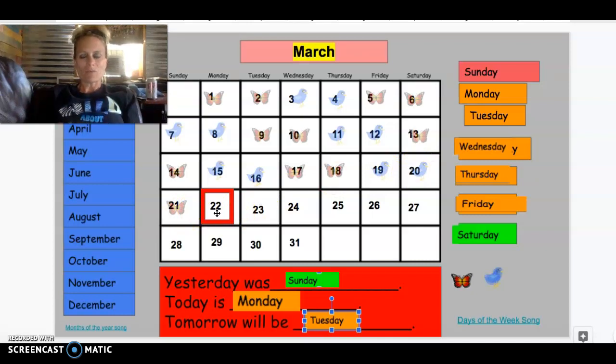And this month we've been working on an AABB pattern. So I'm going to start right here. I'm going to go butterfly, butterfly, bird, bird. Butterfly, butterfly. Good. So today is Monday, March 22nd, 2021.